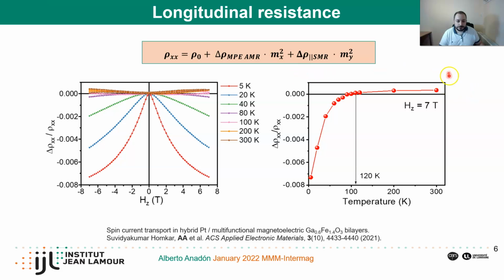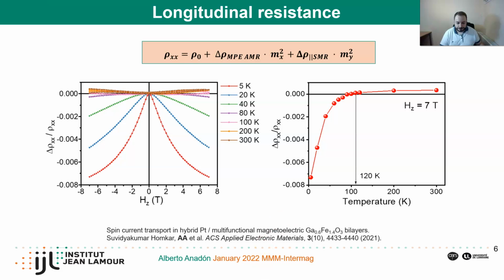But if we look at the total contribution and how it depends on temperature, we observe that at 120 Kelvin there is a change in the behavior of the conduction. At this temperature, some people can argue that this is due to weak antilocalization, but this is a temperature which is too high for this. So we believe that this is a fingerprint of the spin orbit properties of the GFO manifested in the GFO platinum interface.